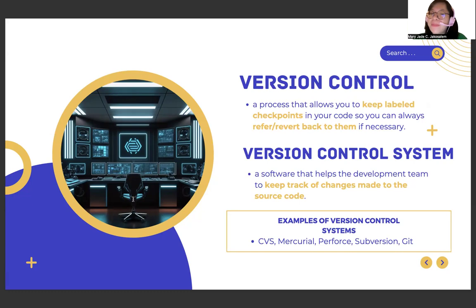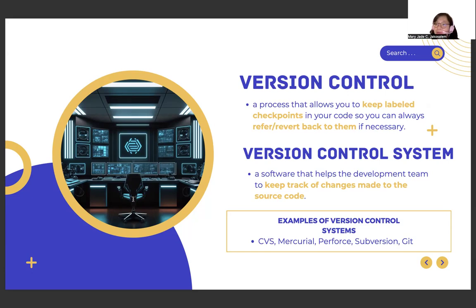Hence, a version control system is a software that helps the development team keep track of changes made to the source code. This is especially useful if you are developing a huge web application. For example, you are a working professional already, and there are a lot of developers in your team. The version control system will help you know who is making changes, and what changes are being made, in case you want to revert to an older version. The version control system is there to help you. Examples of version control systems include CVS, Mercurial, Perforce, Subversion, and Git.